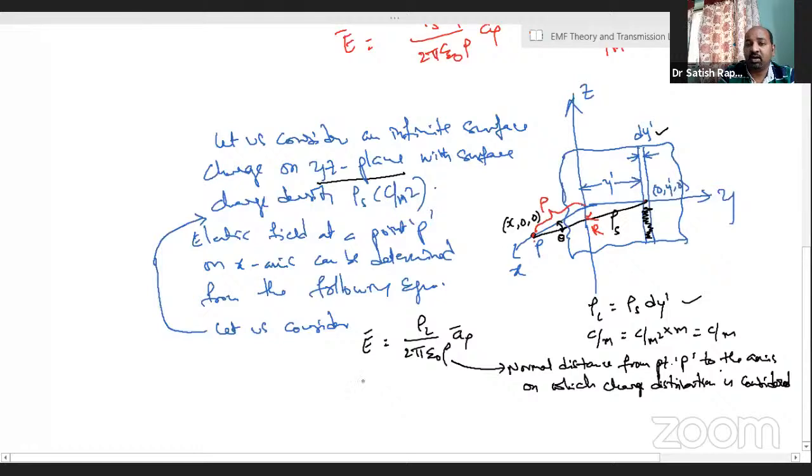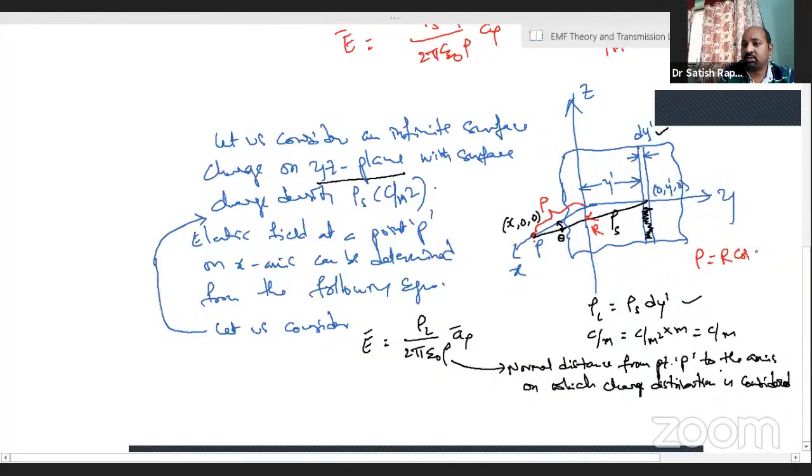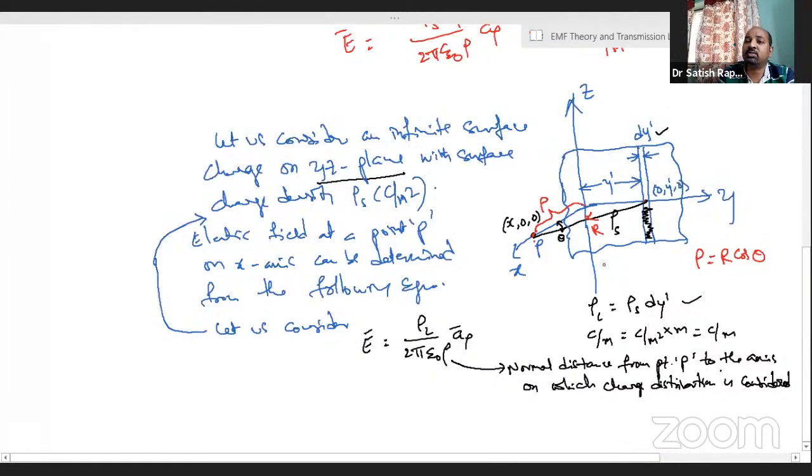So therefore, from the figure we can write rho is equal to r cos theta, because this is rho, and this is r, which makes an angle theta. So rho is equal to r cos theta.